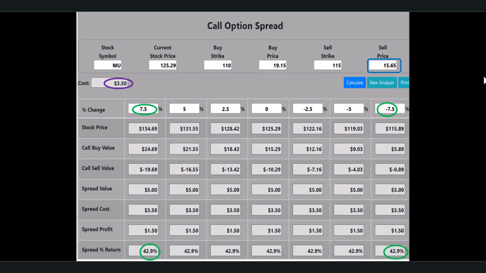The call option spread analysis calculator picture shows that the spread will make a 42.9% or $150 profit if the MU stock price declines by 7.5%, remains flat, or increases in price when the options expire. Creating the debit spread will allow us to collect a $1,565 cash credit to our brokerage account for the sale of the 115 call. As we said on the previous slide, this reduces the cost of entering the spread to $350.